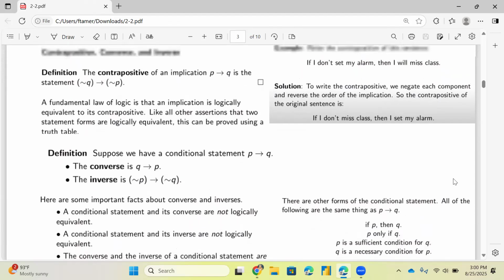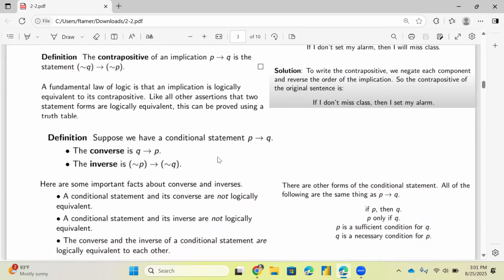Definition. Now we're going to look at the converse and inverse. If we have this conditional statement, if P then Q, the converse will be if Q then P. So there is no negating this time. If Q then P is the converse. And the inverse is, if not P, then not Q.